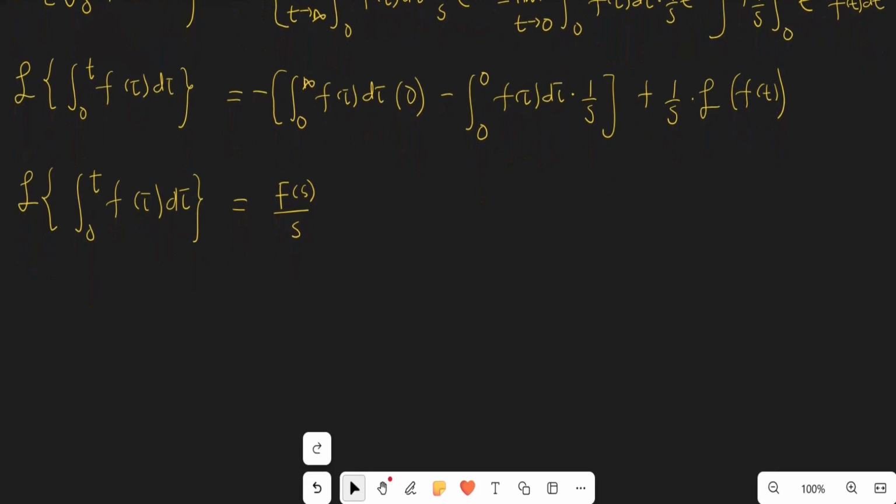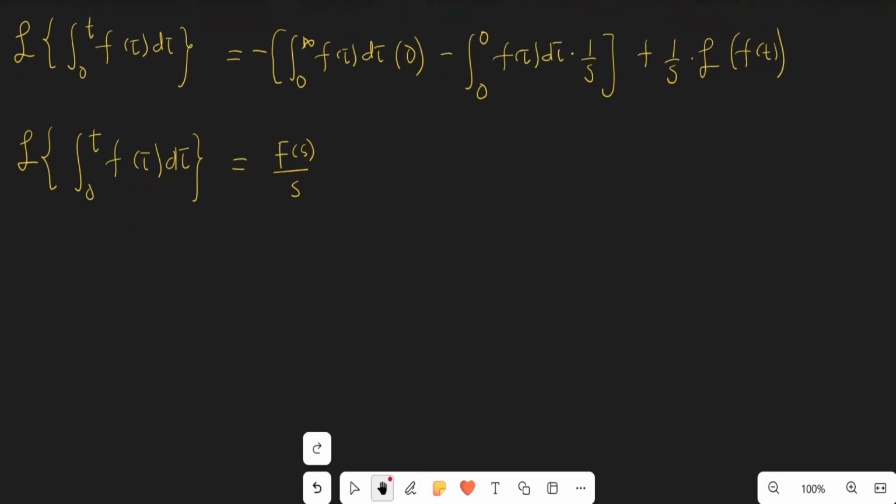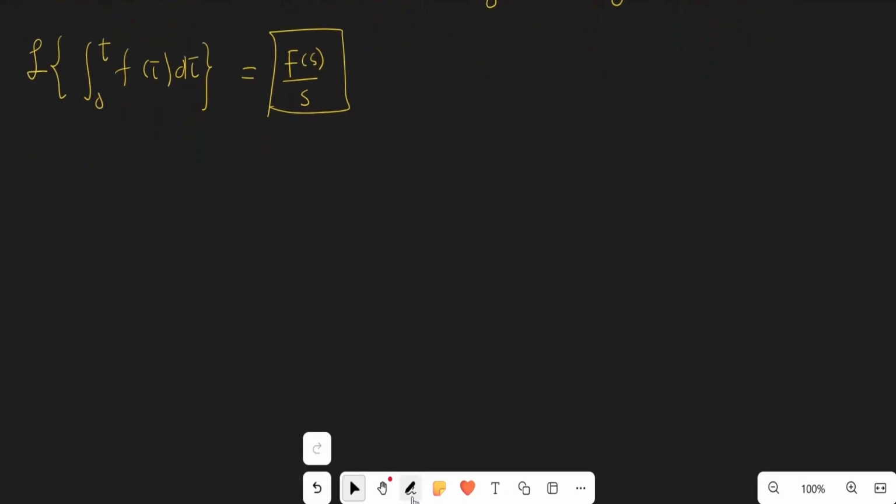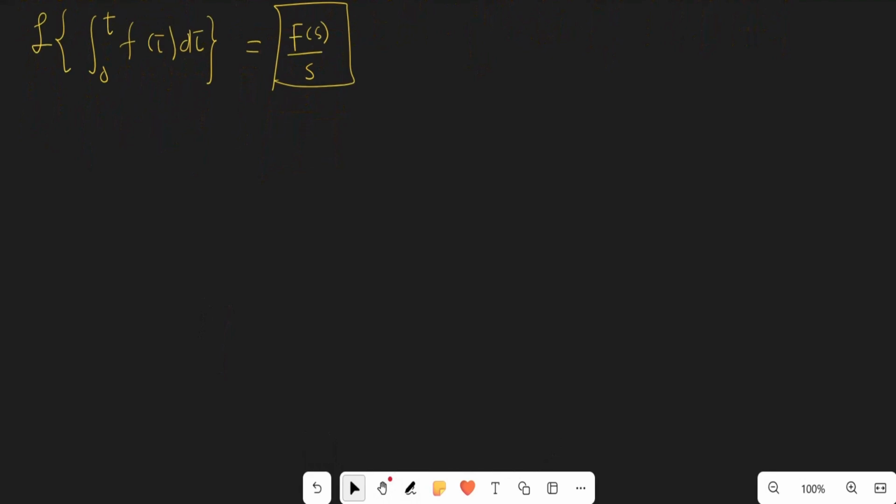So how to take the Laplace transform of an integral? You just have to find the Laplace transform of the function that you are integrating, and then we just divide by s, and that will be the Laplace transform of the integral from 0 to t of the function. So this is the first method. Now let me switch colors and then we'll look at the second method. Right, so this one is the second method.